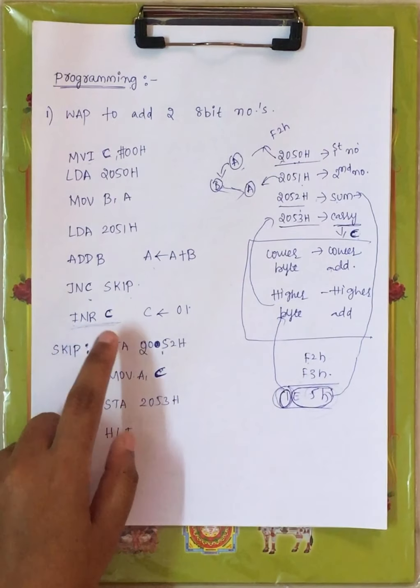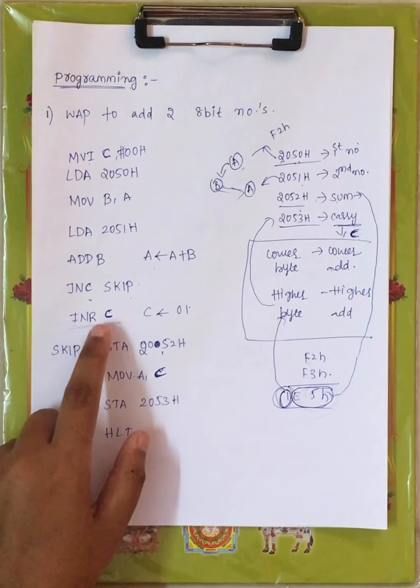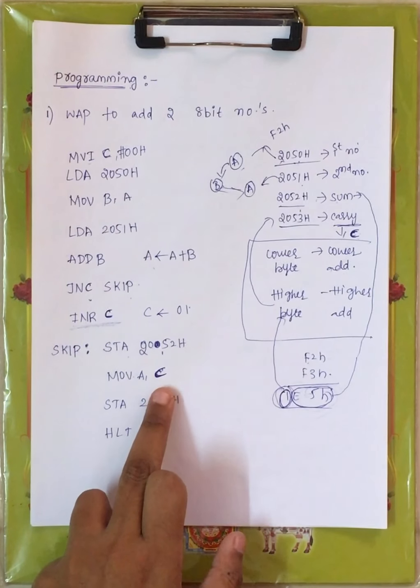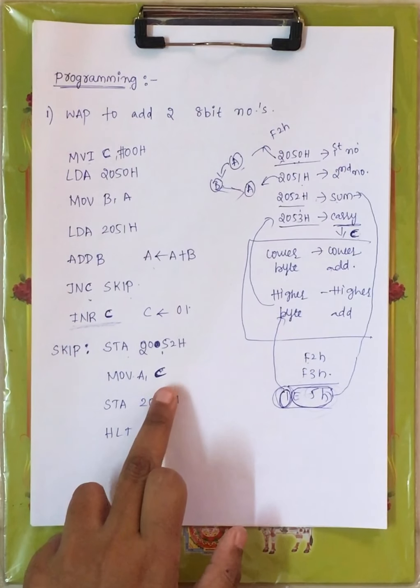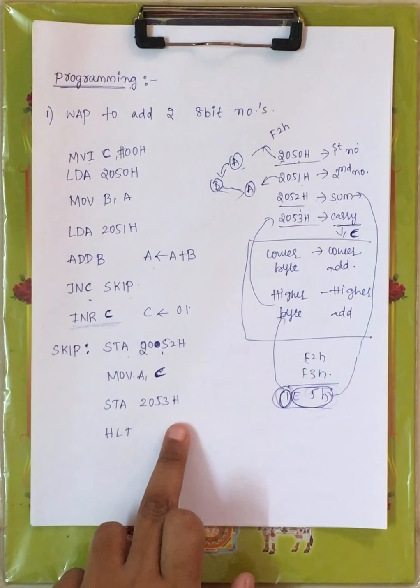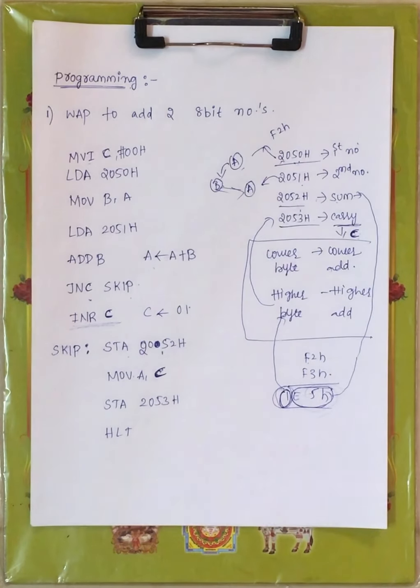Now before that, in order to store the carry in this memory location, first initially we have to move the contents of the C register to the A register. After that, STA 2053H. Now there ends the programming part, right? Now this is the assembly language programming to add two 8-bit numbers, right?